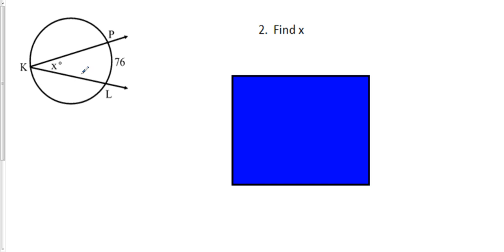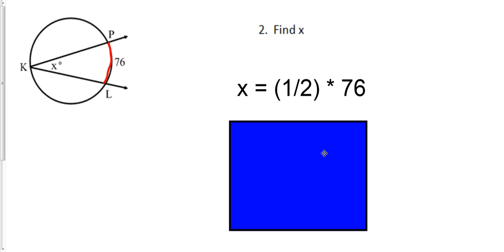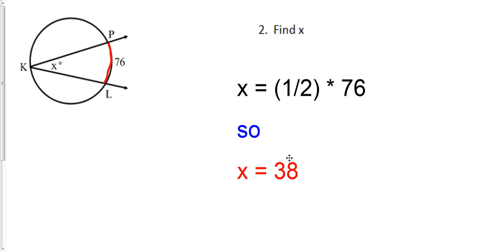Got another example here. Again, this is the inscribed angle x. This arc measures 76 degrees. So x equals half of 76 degrees. So that means x has to be 38 degrees. Again, we can always write in the degree symbols to make sure we remember we're looking at the number of degrees. This isn't like 76 centimeters around the outside.